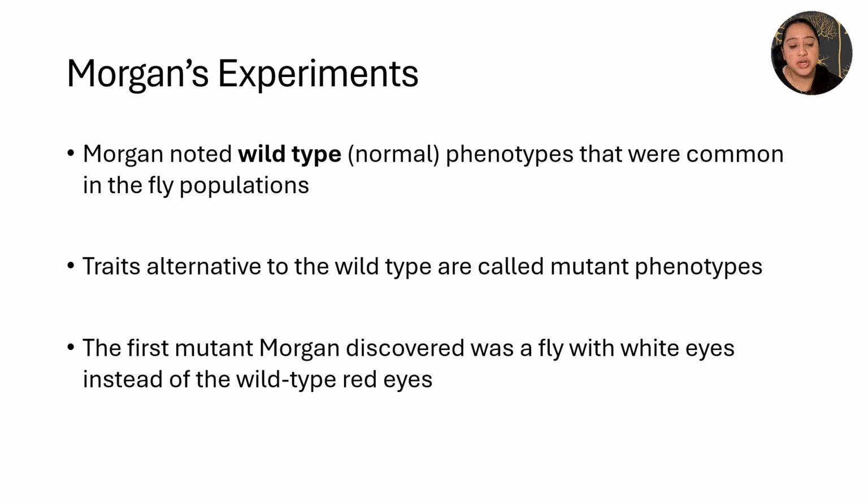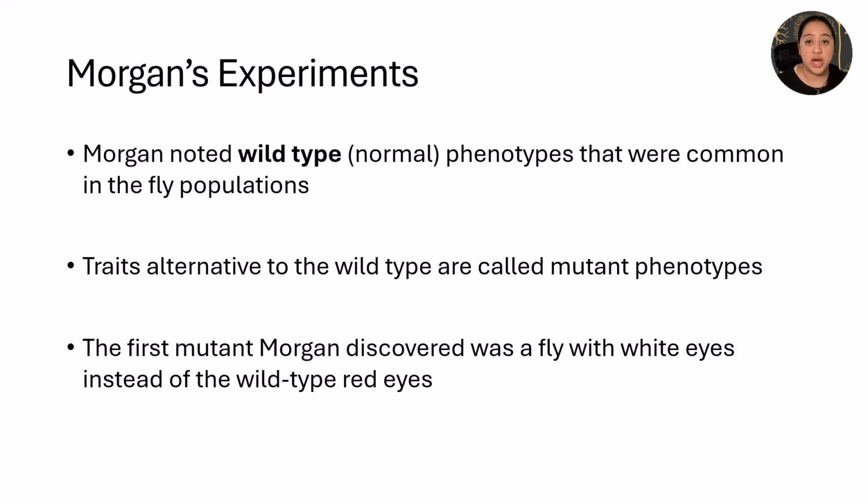And so Morgan noted phenotypes. So remember, phenotypes are what something looks like, what gets expressed, what shows in a photograph. So he took note of phenotypes that were normal, or pretty much common in the fly populations, so that way he can have kind of like a baseline. So he noted what is typically their most common color, or how do their wings normally look? What about their eyes? What color are they normally?